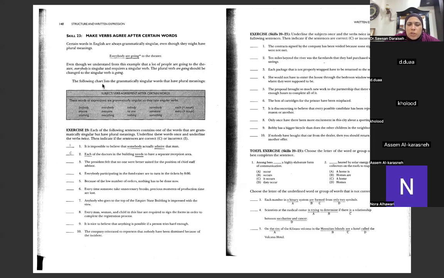Okay? The following chart lists the grammatically singular words that have plural meaning. This chart has words that are what? They are grammatically singular. If I want to use a verb after them, the verb has to be singular. We are talking about agreement. These will be subjects in sentences, and when I want to put a verb after them, okay, because I want to say maybe nobody is nice. Nobody's nice. Of course, we have to say not nobody's nice.